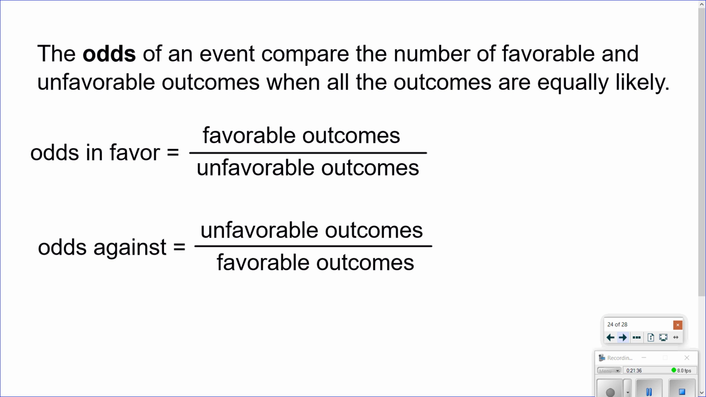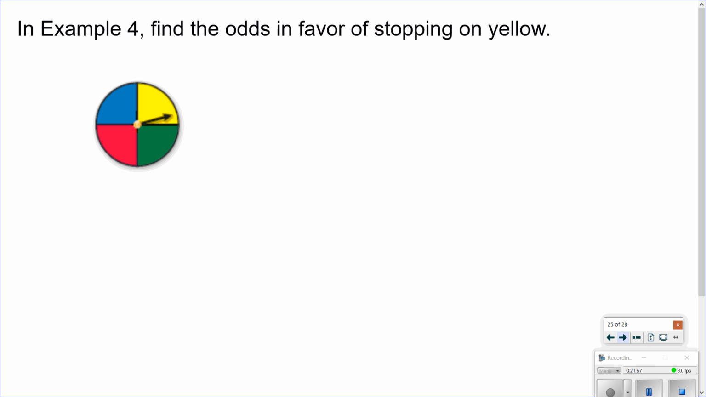Okay, last thing, odds. The odds of the event compare the number of favorable outcomes and unfavorable outcomes. So notice down here, this is the difference. Instead of being the total outcomes, it's the unfavorable outcomes. If you want to find the odds against, you just flip-flop those two. Take the number of unfavorable outcomes compared to favorable outcomes.